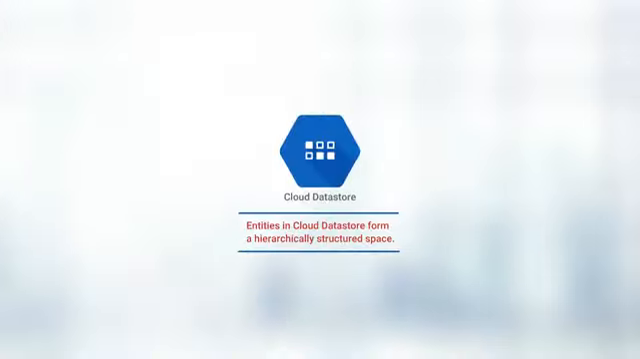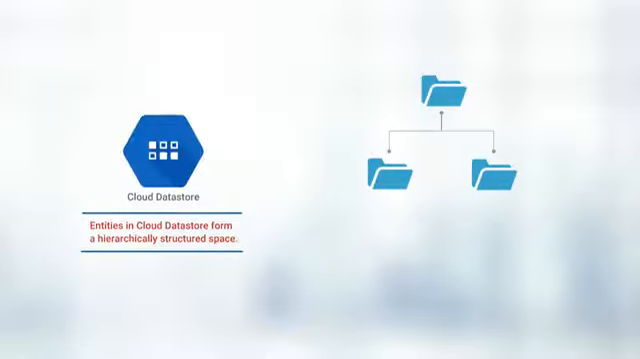Entities in Cloud Data Store form a hierarchically structured space similar to the directory structure of a file system. When you create an entity, you can optionally specify another entity as its parent. The new entity is a child of the parent entity. An entity without a parent is a root entity.